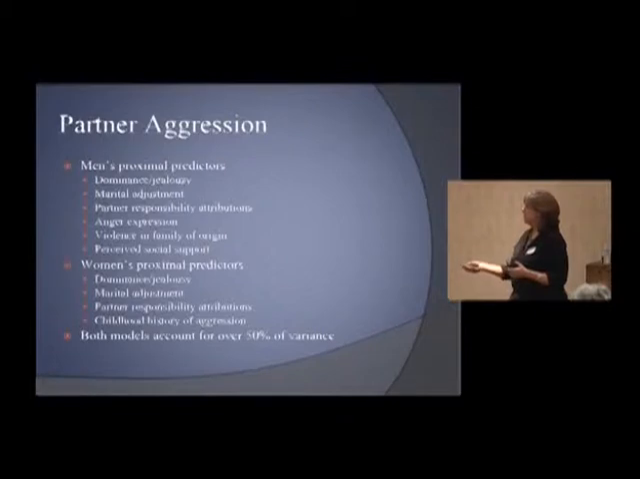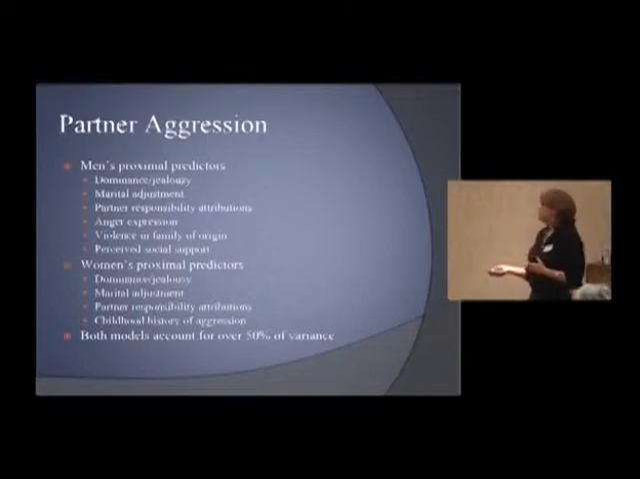Women's predictors: dominance and jealousy, marital adjustment, blaming attributions, childhood history of aggression instead of whether there was violence in the family of origin. Anger expression style was more distal, and perceived social support was more distal. And both of the models accounted for more than 50% of the variance with this sort of thing. That's a lot. So a lot of similarity there.